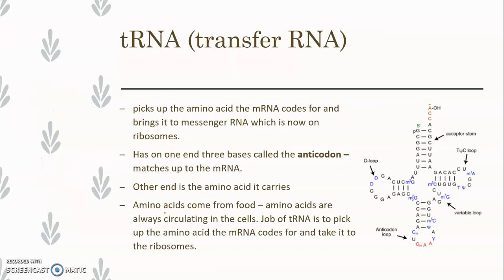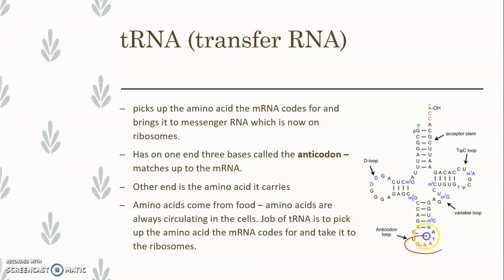Now the next really important RNA is transfer RNA, and his job is also very important in protein synthesis. His job is to pick up the amino acid that the mRNA was coding for and bring it to the ribosome in order to add that amino acid to our new growing protein. So it has one end called the anticodon, and the anticodon is going to match up with the mRNA.